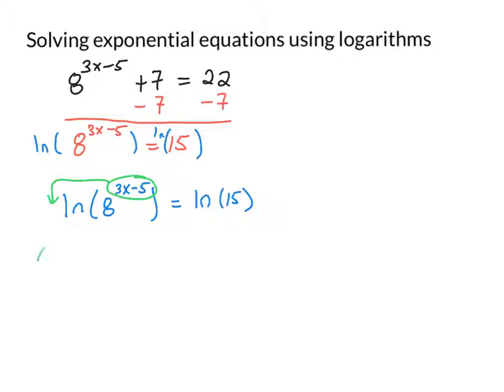So when I do this, I get 3x minus 5 times the natural log of 8. Notice that I put parentheses around the 3x minus 5. That was important because that entire 3x minus 5 is getting multiplied by the natural log of 8. And then on my right-hand side, it looks like nothing changed.